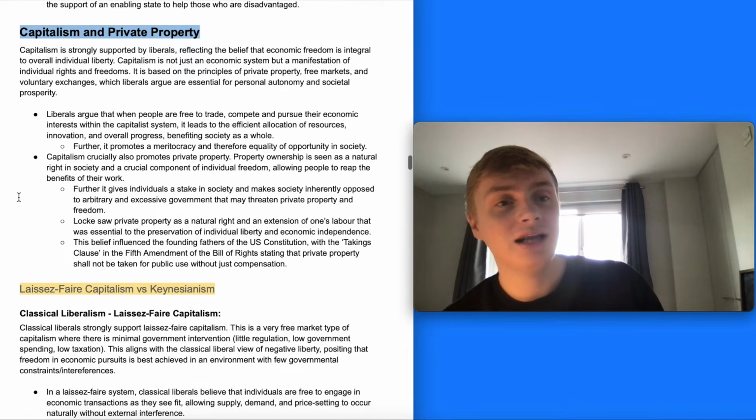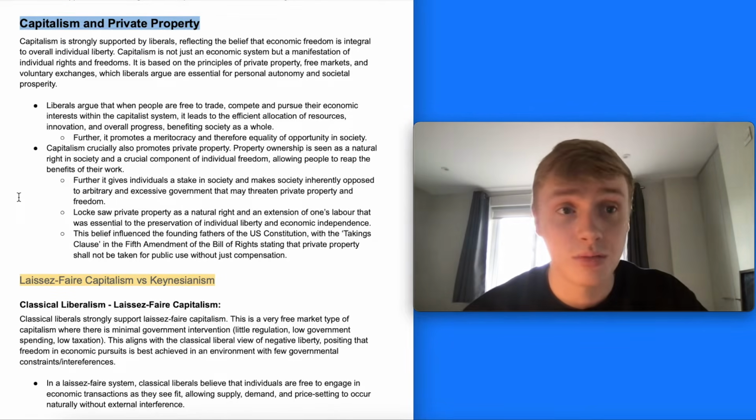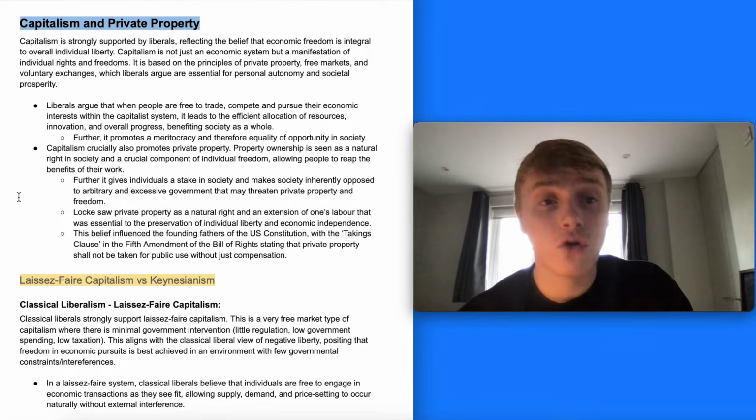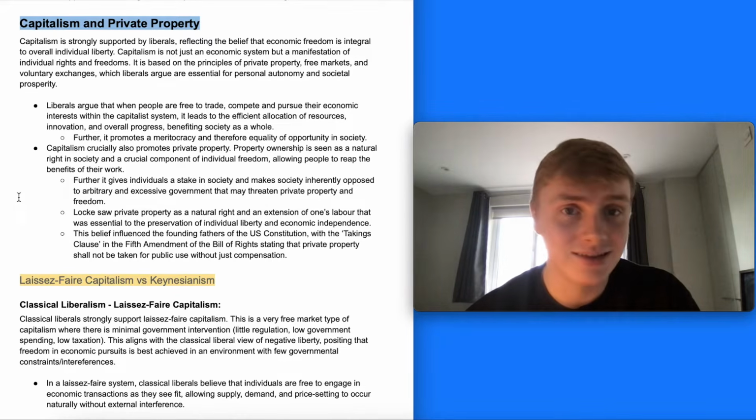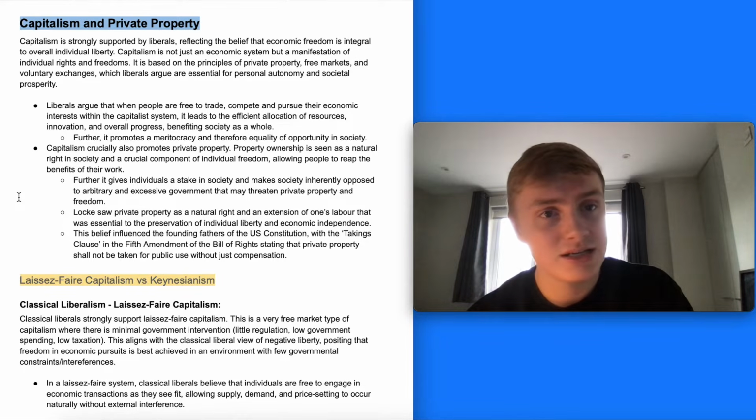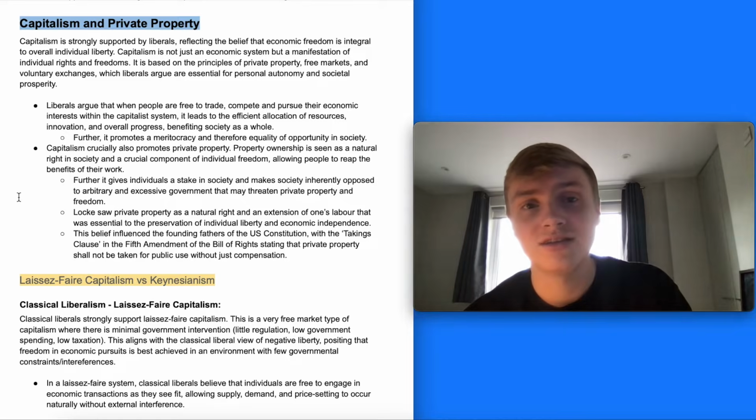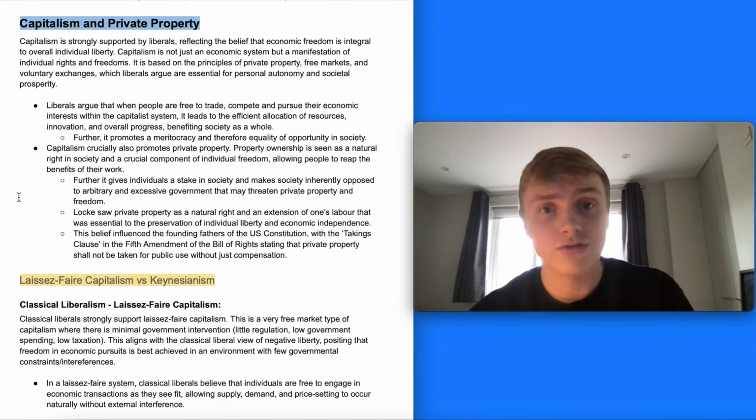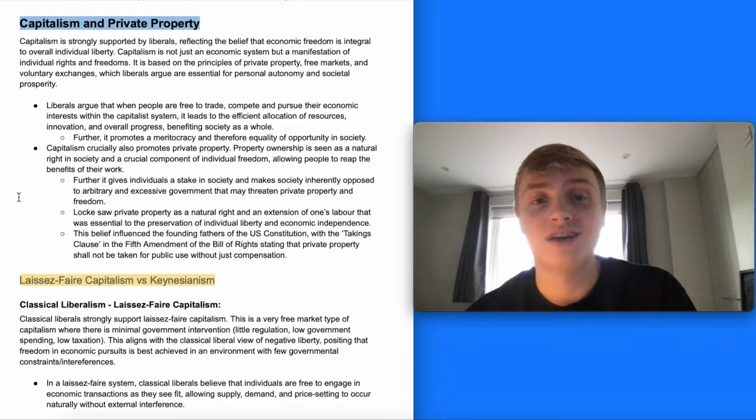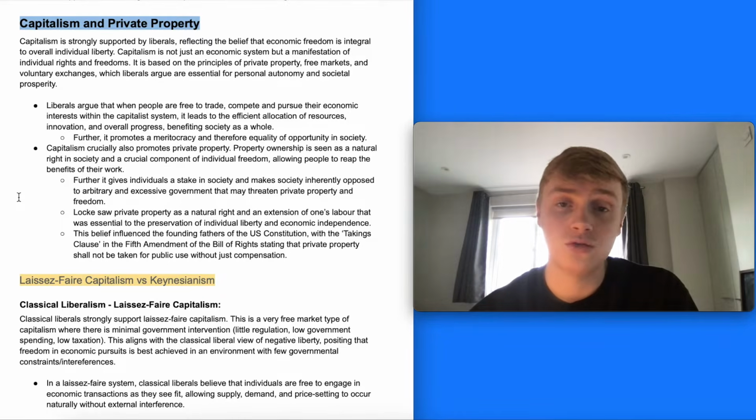The next key idea we're going to have a look at is capitalism and private property. So capitalism is strongly supported by liberals, reflecting their belief that economic freedom is integral to individual liberty. So it links into their key principles of individualism and liberty. It's not just an economic system for them, it's a manifestation of individual rights and freedoms based on the principles of private property, free markets, and voluntary exchanges, which liberals argue are essential for personal freedom and societal progress as well.